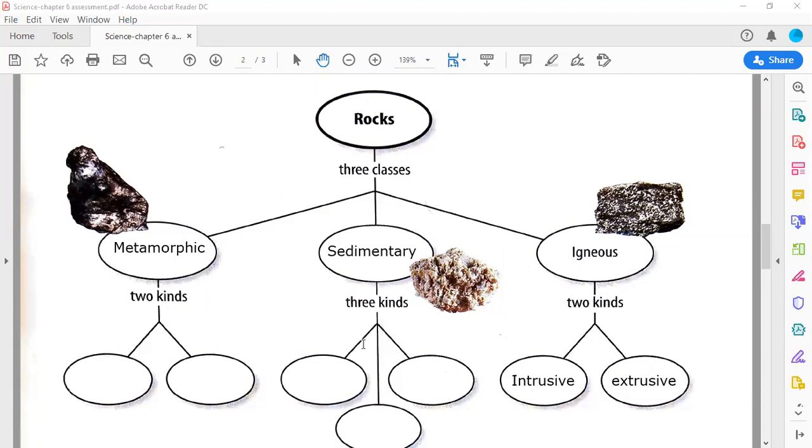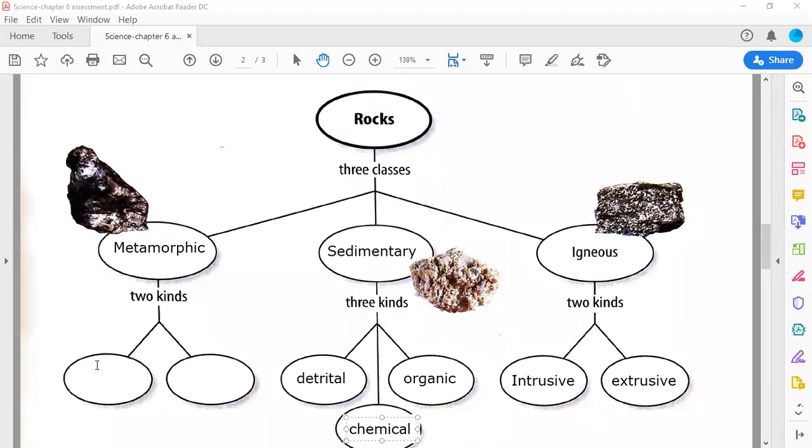Sedimentary has three kinds. What are those? Detrital is one. What is another one? Detrital, organic, and chemical. Exactly, Diego. Organic. Very good. Organic and chemical. Chemical, okay. And the last type that we're going to talk about, at least today, is metamorphic.